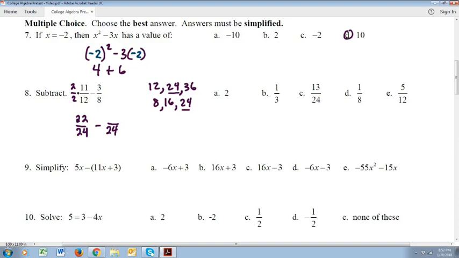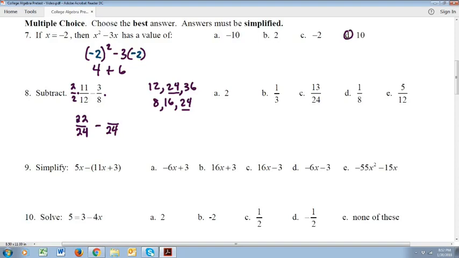We call this building fractions. Basically, I multiplied 11 over 12 by 2 over 2. And that's legal because 2 over 2 is just 1. And when you multiply by 1, that doesn't change the value. We're just rewriting the fraction in a different form.